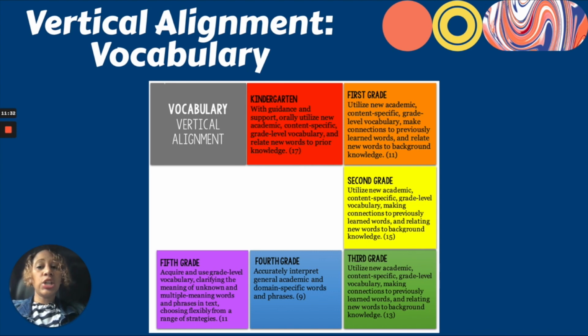And then fifth grade, just as with comprehension, it's kind of mashing everything together. This is the final exam. Kind of fifth grade is where they really need to have these skills mastered. So acquire and use grade level vocabulary, clarifying the meaning of unknown and multiple meaning words and phrases in a text, choosing flexibly from a range of strategies. So all of the things that they've done K through 4, they should be able to choose now because they've done them all. And again, this relates to how important it is at each grade level for us to be fully teaching these standards so that the students are not at a deficit when they move on.